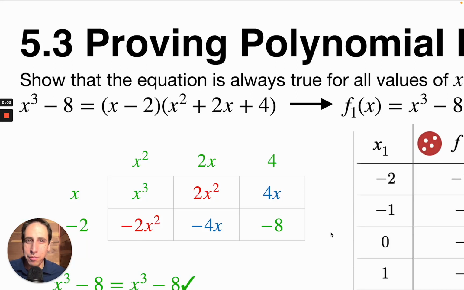This is section 5.3, Proving Polynomial Identities. And we did this back in chapter 3 when it was just x squared, but now we're going to show what it looks like when it's x cubed. Remember, an identity is an equation that is true for all values of x.